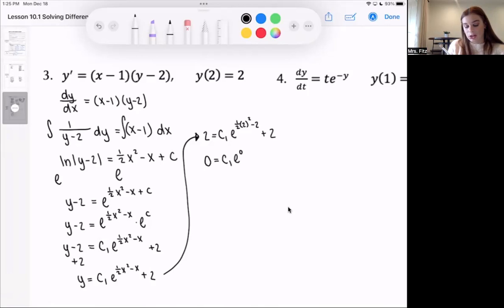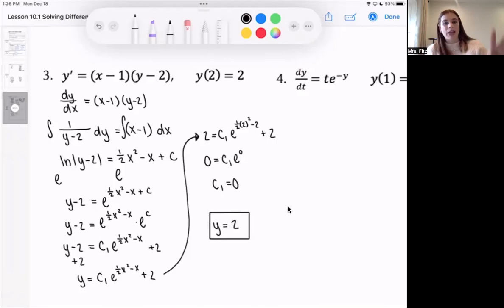E to the 0 is just 1, so it looks like c sub 1 is equal to 0, which means that the particular solution that we're looking for is actually just y equals 0 times e to the whatever plus 2, which is just y equals 2. And when we actually look at the slope fields that represent these differential equations, you'll see sometimes you get linear solutions to something that really looks nonlinear when you look at the general solution.